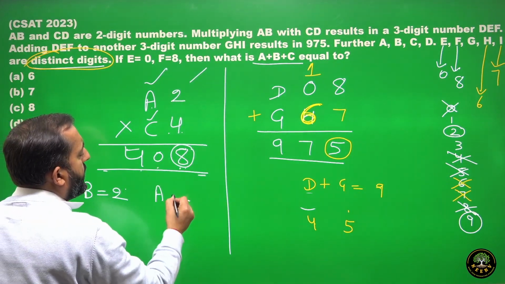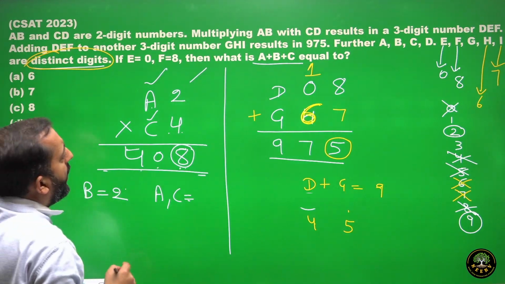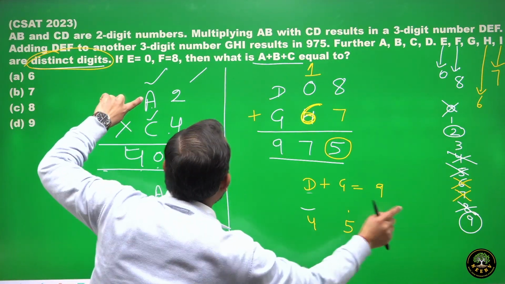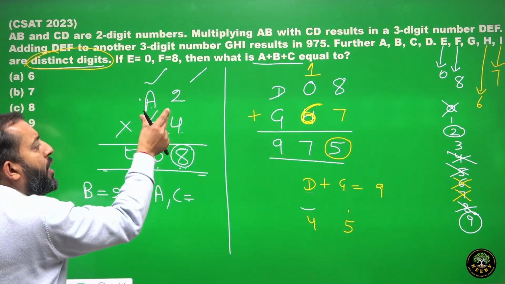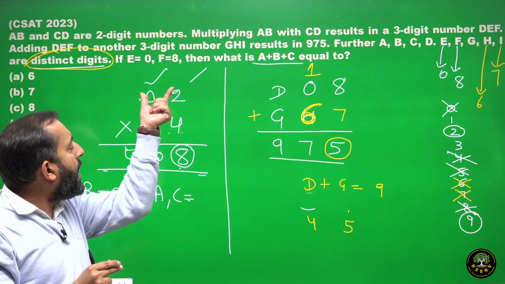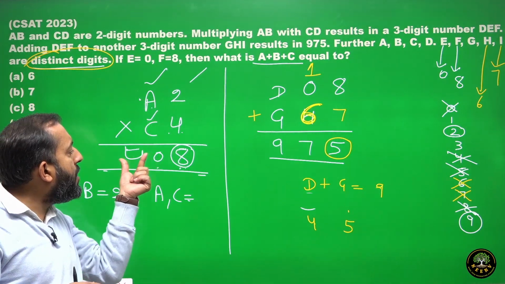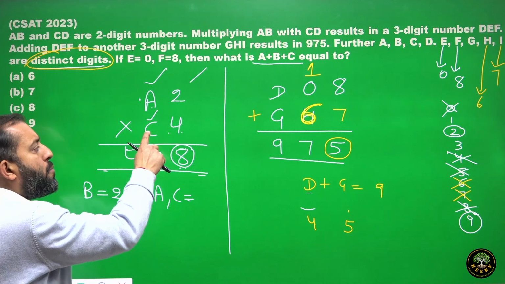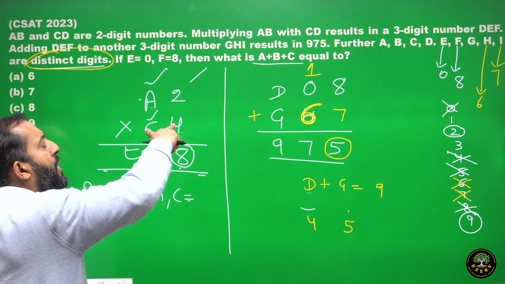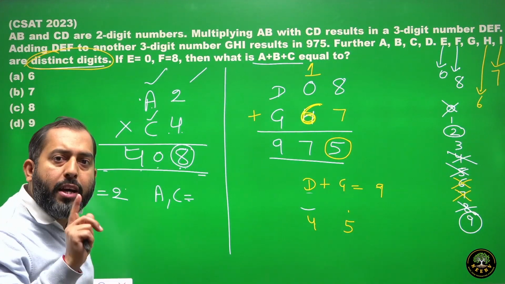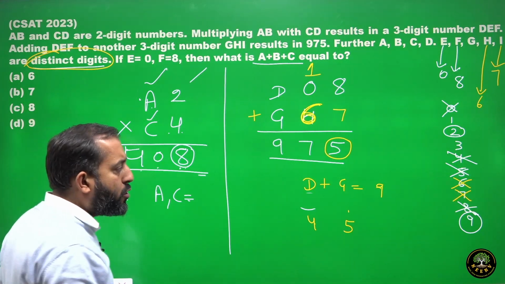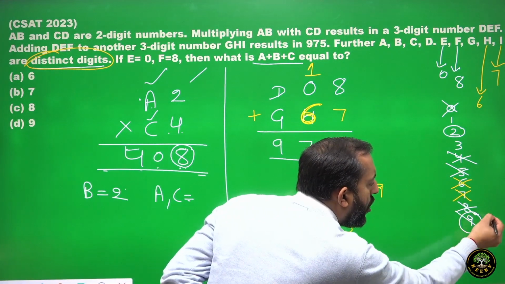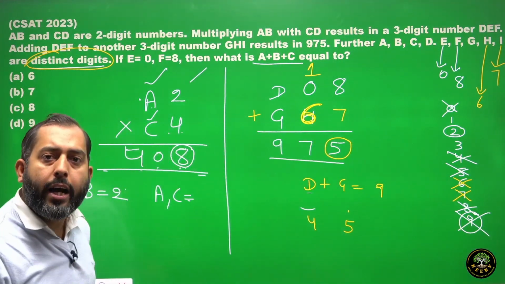Value of A and C. Now, if you assume A to be 9, then I have 92 times a 2-digit number. 92 times a 2-digit number will never produce 408 in the result. Or if you assume C to be 9, then 94 times a 2-digit number will never produce 408 in the result. So definitely neither A nor C can take 9 as a value.